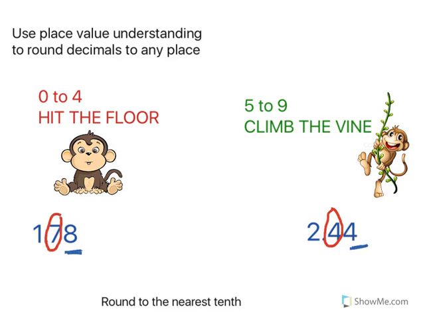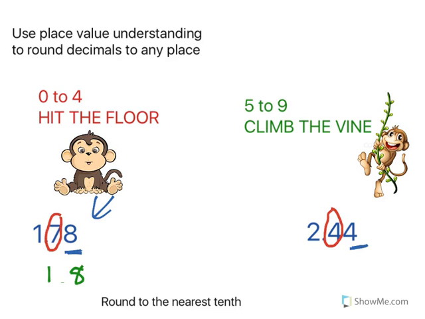For our first question, it says round to the nearest 10th, right here. We look at the 8 and we go, okay, 0 to 4, hit the floor. 5 to 9, climb the vine. Well, 8 is in the range of 5 to 9, so we round up. Climbing the vine, you're moving up. So when we round, the answer would be 1.8, because 1 more than 7 is 8.